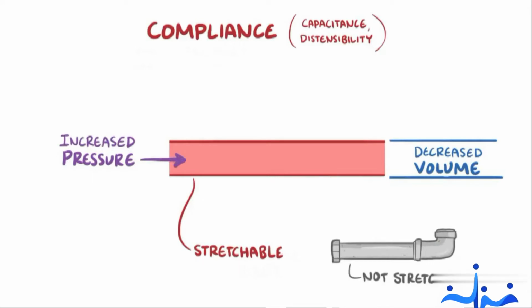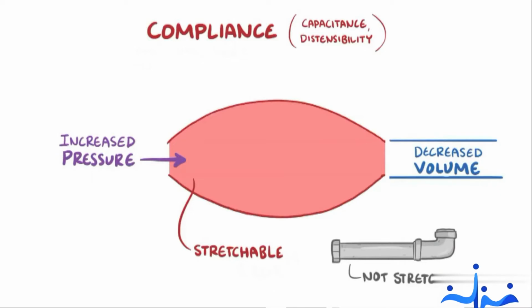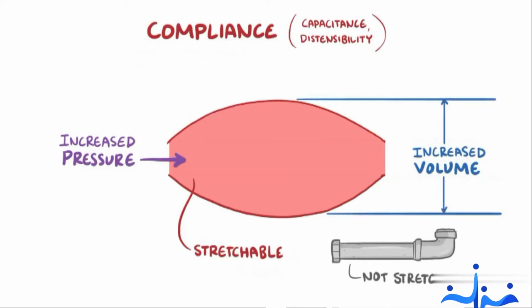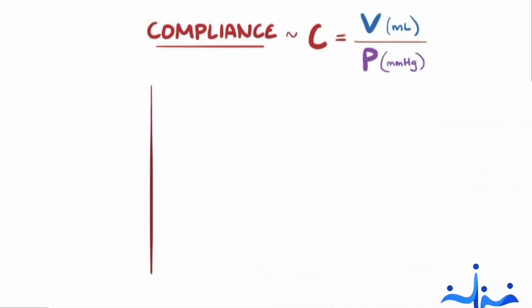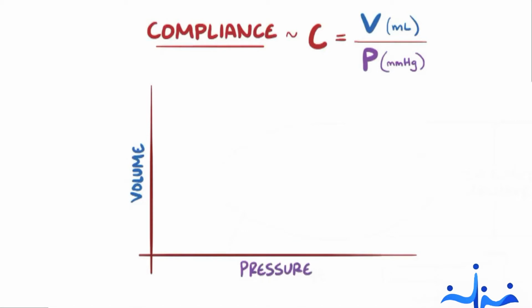So if the pressure increases, the walls of the tube can actually stretch out a bit to accommodate a larger volume. And exactly how much they stretch out depends on their compliance. Now, we can calculate a given blood vessel's compliance, C, by dividing the volume of blood, V, in milliliters, by the amount of pressure, P, in millimeters of mercury that the blood's experiencing. And so we measure compliance in milliliters over millimeters of mercury.